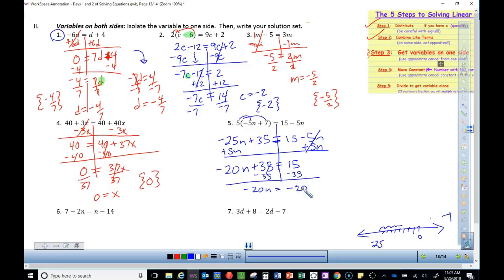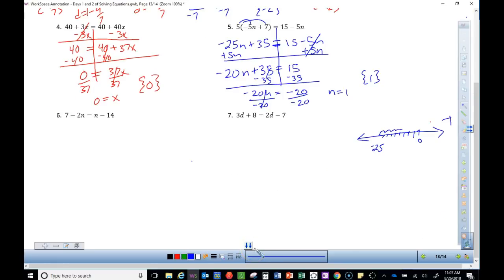Now you definitely, please, I'm begging you, don't write stuff down just because I did. Calculate things yourself and make sure you understand why and how they're coming out the way they are. So dividing to get n by itself, and then we get n equals positive 1.